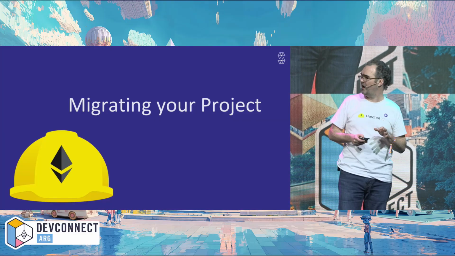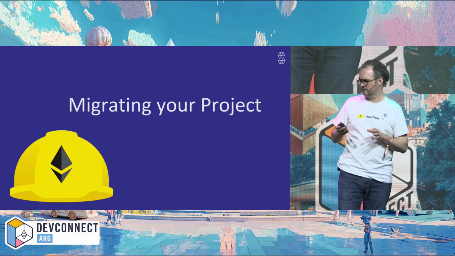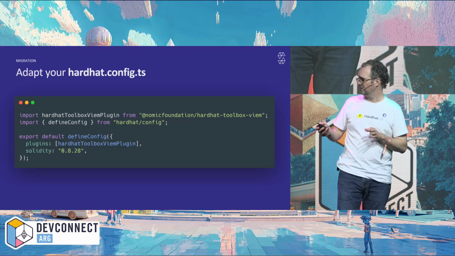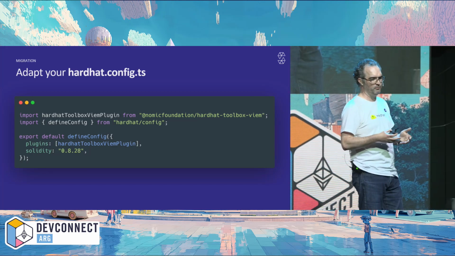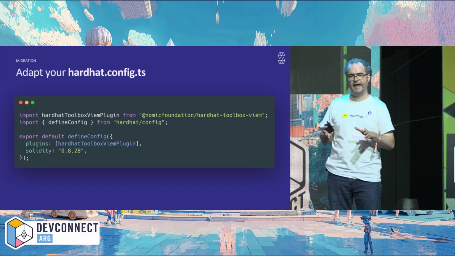But to give you a feel for what's involved. Obviously, inside of your package.json, you'll be bumping Hardhat and the Nomic plugins to the 3.x version range.